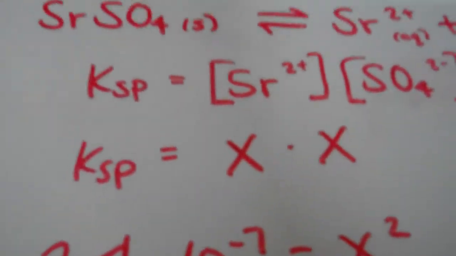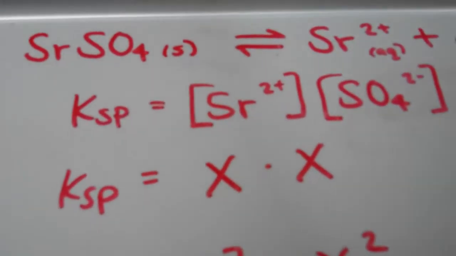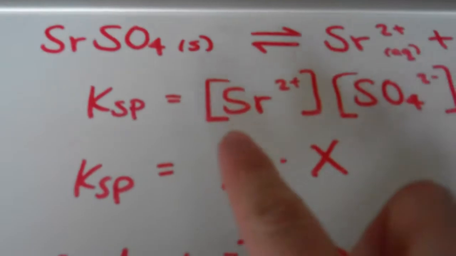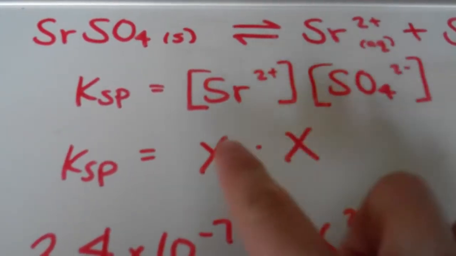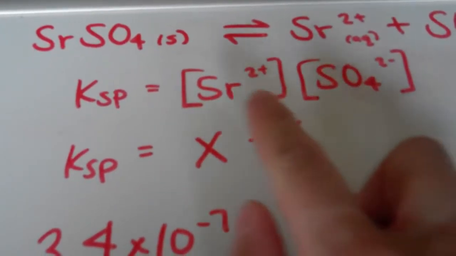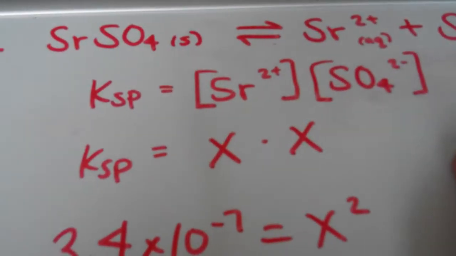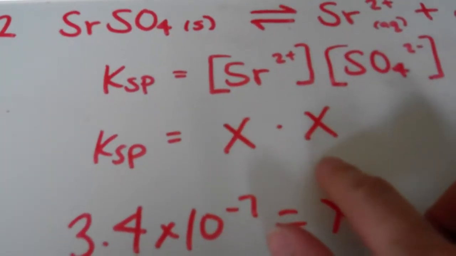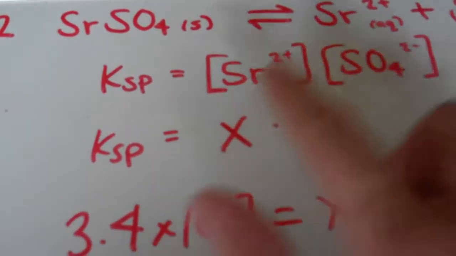So we're going to write our KSP. KSP will look something like this. We're going to say Sr and SO4. There's only one mole of each of them, so we're going to just call those x and x. When we dissolve them, their concentration should be the same. So it's going to be x times x. Once we multiply these together, we get x squared.